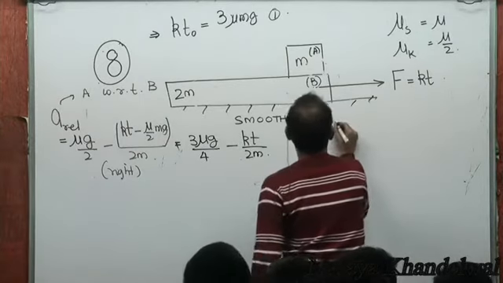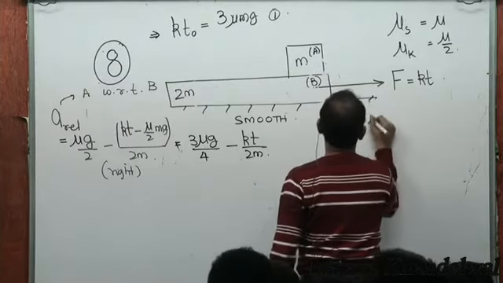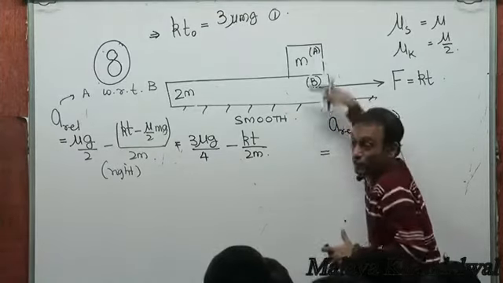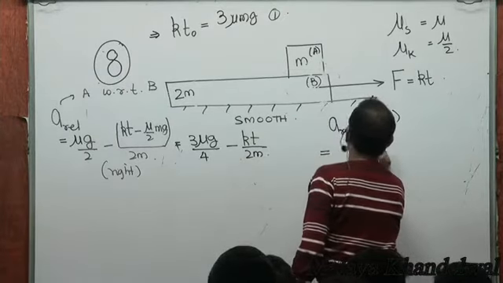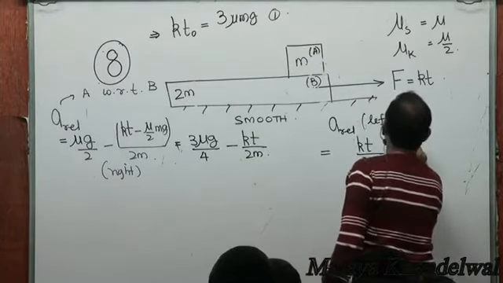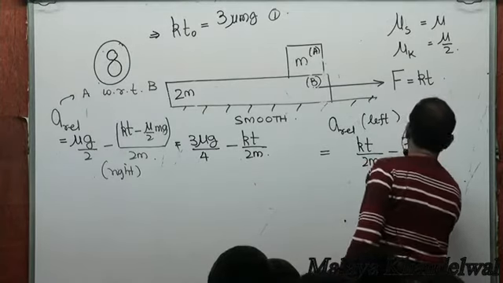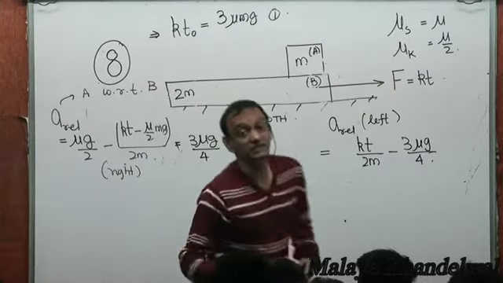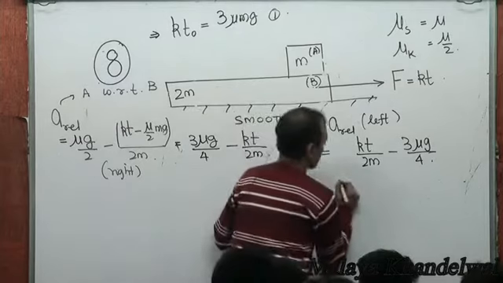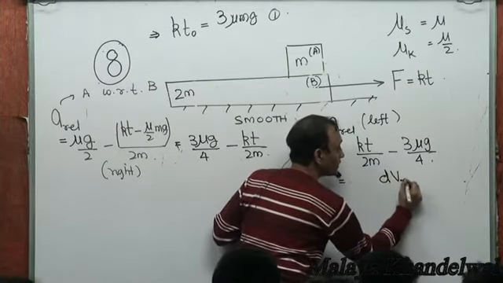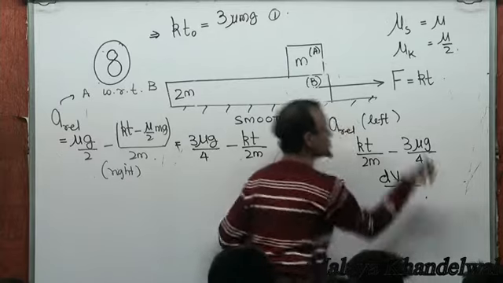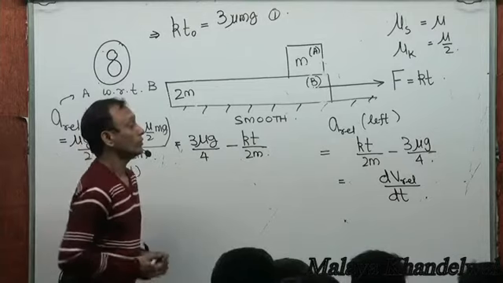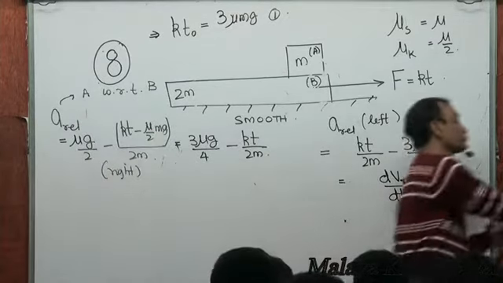Or relative acceleration to the left is going to be of A with respect to B, kt by 2m minus 3 mu g by 4 to the left. But relative acceleration to the left would be, say, dv rel, rate of change of relative velocity to the left, right? Now, what is it that we want to find here?